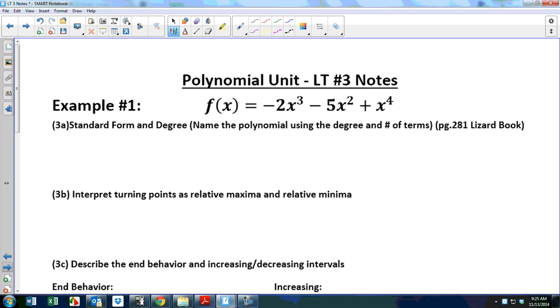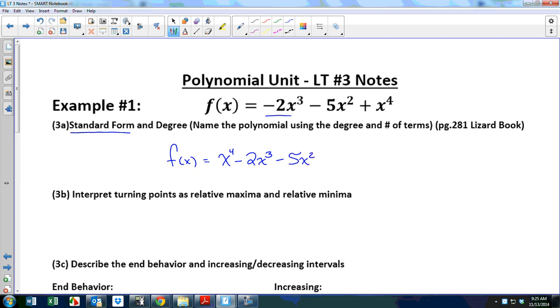The first question, standard form. To put that function in standard form, you simply take the highest exponent, list it first. Then the term that comes after that would be the next lowest exponent. So in this problem, the highest exponent is x to the 4th. So x to the 4th would go first. Then there is an x cubed, so it goes next, minus 2x cubed, and then minus 5x squared. That's quote unquote standard form.